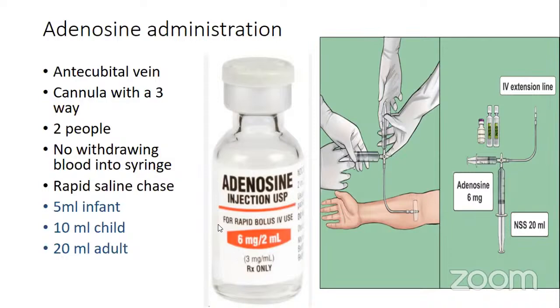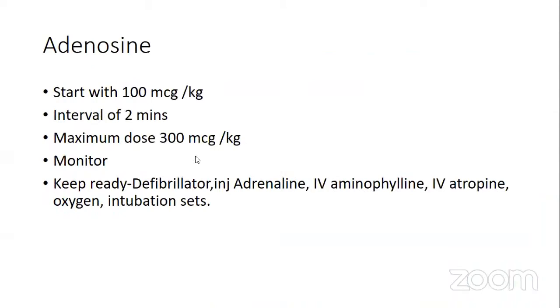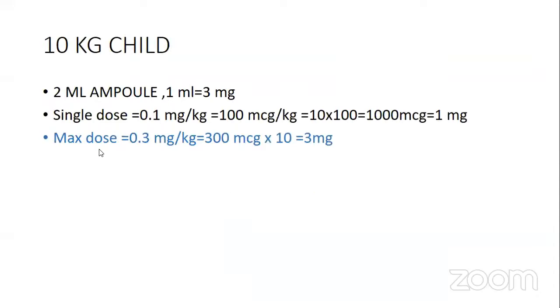Adenosine contains 1 ml, 3 mg. Maximum dose is 0.3 mg per kg. Continuous monitoring should be done and when adenosine is given, keep ready a defibrillation machine, injection adrenaline, injection aminophylline, IV atropine, oxygen and intubation set also. So for a 10 kg child, maximum dose is 3 mg.